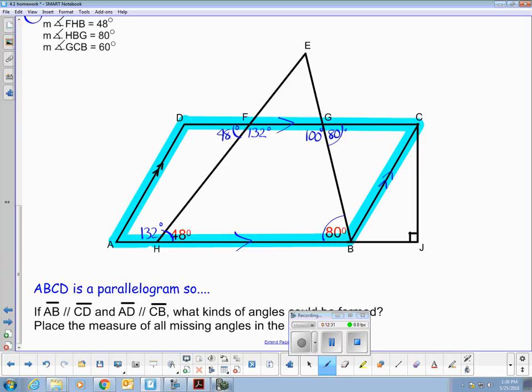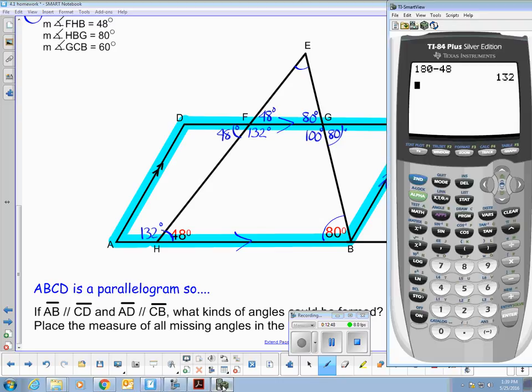There are other supplements. 48 degrees is supplementary to 132. 80 degrees is supplementary to 150. And now I can find the measure of angle E. So this is the sum of the angles in a triangle, which is 180 degrees. Start with 180 minus the first angle, 48, minus the second angle, AB, which leaves 52 degrees.